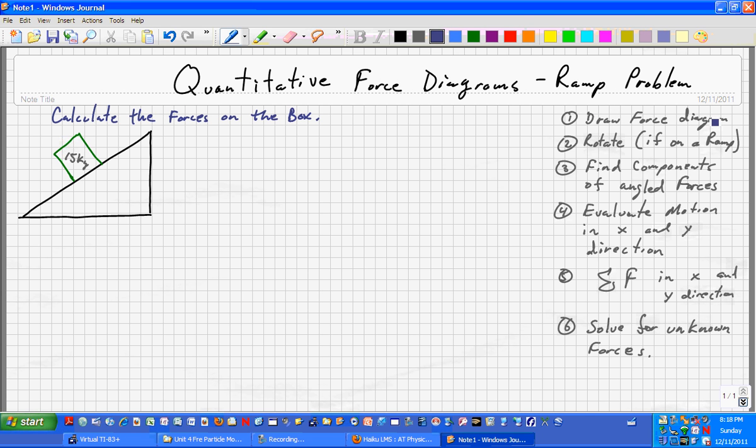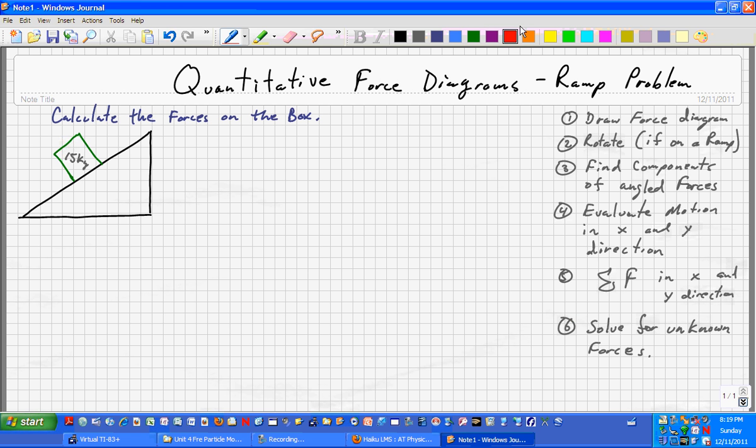Very first thing we want to do is draw a force diagram. Step 2, if the object that we're talking about is on a ramp, we want to rotate that diagram. Third step is to find the components of any angled forces. Fourth step is to evaluate the motion in both the x and the y direction. Fifth step, find the sum of the forces in the x and y direction. Step 6 is to use the equations that you find in step 5 to solve for the unknown forces. Let's go ahead and use this example here and work it out using these 6 steps and see what happens.